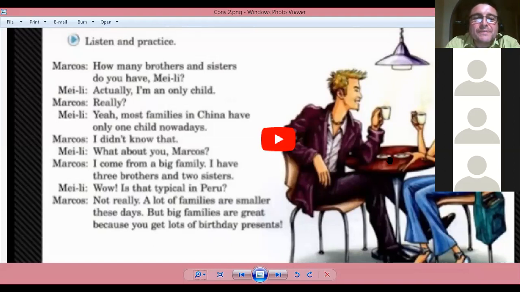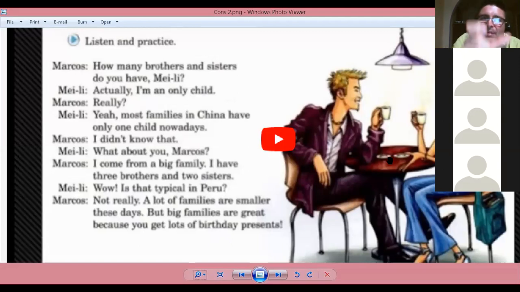Familiares in English? Relatives. Relatives is the correct word. If you have other relatives in your house, you also mention it. You know, I have 2 brothers and 1 sister, but my cousin lives with us. Okay. My uncle lives with us. My grandmother lives with us.